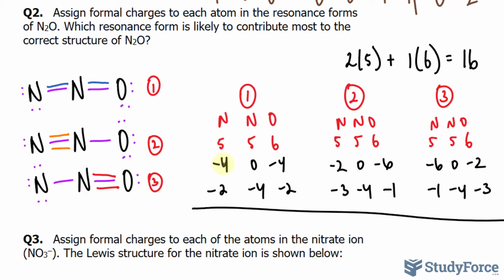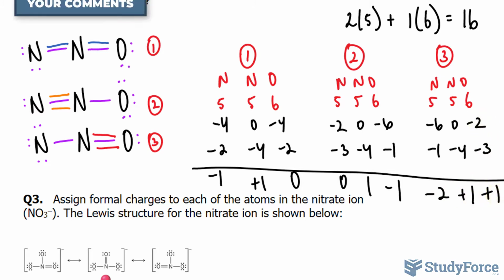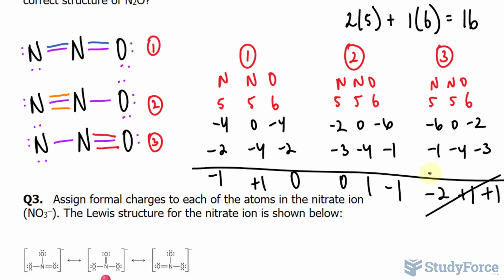Now we add up the columns. 5 minus 4 is 1, minus 2 is -1. Adding these up, we get +1, that's 0, that's 0, that's 1, and that's -1. That's -2, +1, +1. Now you want to choose the structure that's closest to 0. Take a look, we have -2, +1, +1. That's too erratic, we'll just ignore that.